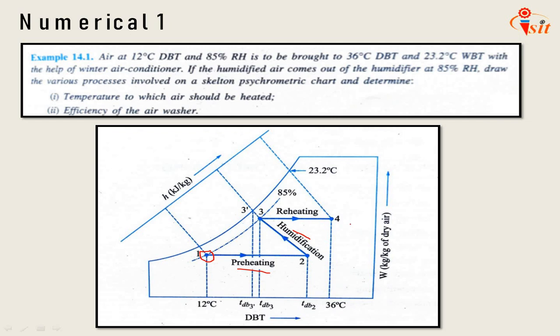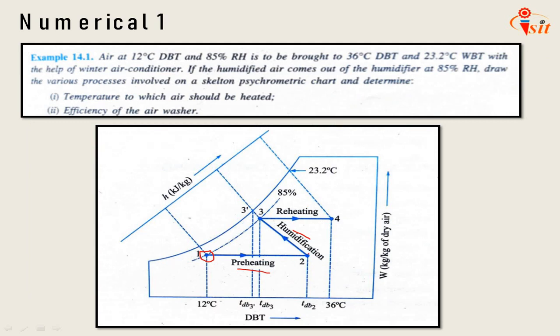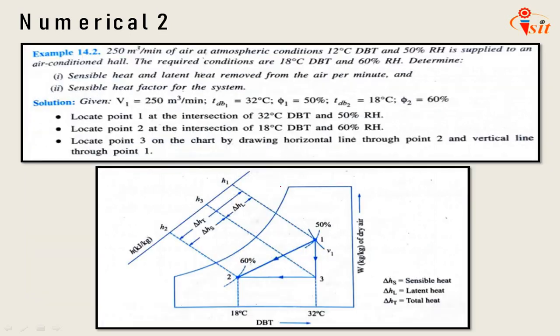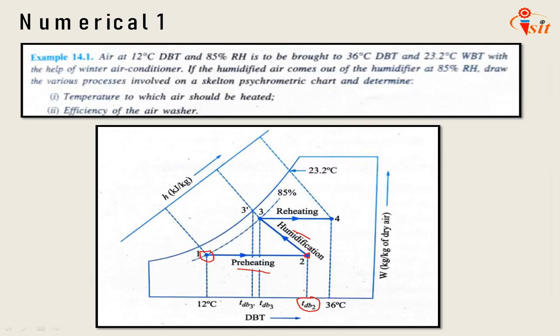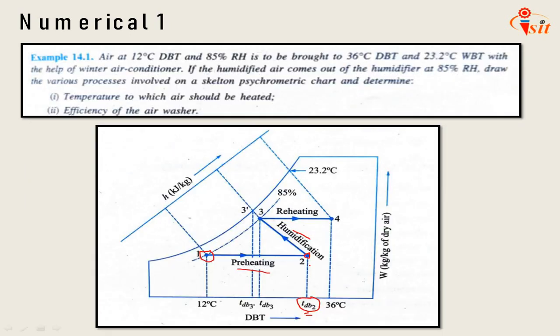Now what we need to calculate here? First, the temperature to which air should be preheated, that is TdB2. So this is the temperature we need to find out, TdB2. We can calculate it easily through the psychrometric chart. If we project it on the dry bulb temperature, we will get TdB2 as 34 degrees Celsius. We will directly find it from this point.